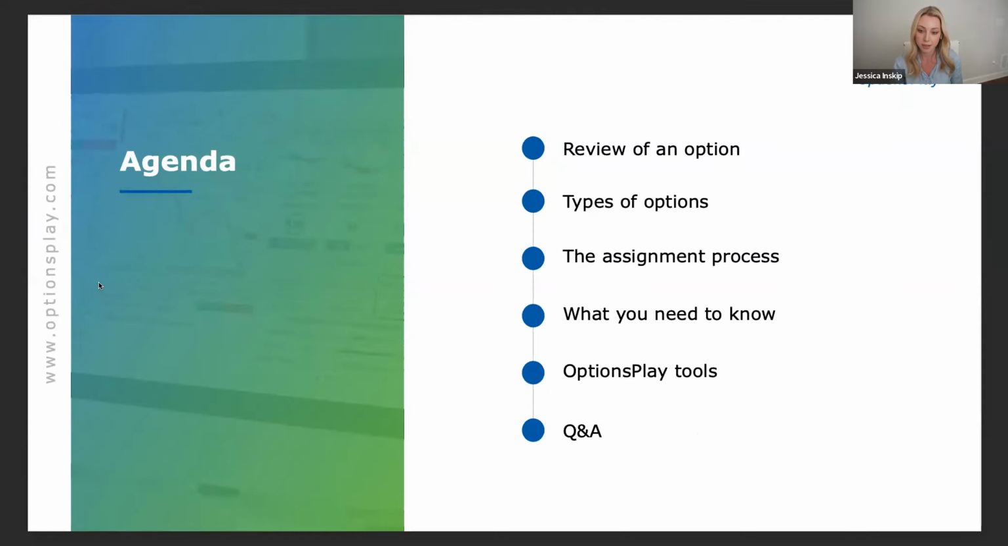So what we're going to cover today, we'll start with reviewing an option. It's a slide you've probably seen before, just going through the components of an option. It's important with the exercise and assignment process, the types of options, as that varies with exercise and assignment. Then we'll go through the bulk of it, which is the assignment process. And then I'll hand it over to Tony, where he'll give you everything that you need to know, inclusive of managing your trades and really the good details of how we help you through this process. And of course, we'll save time for Q&A.